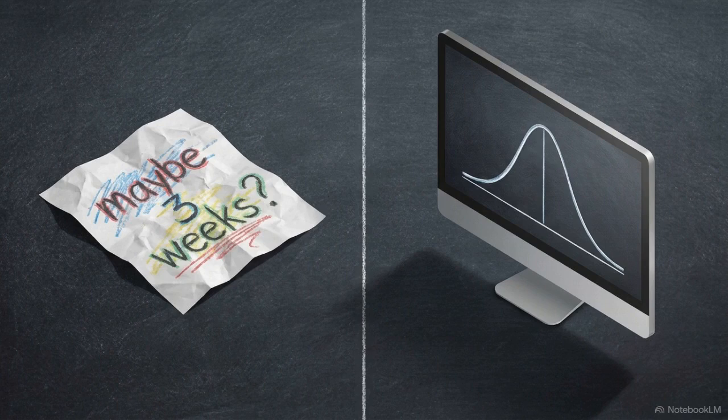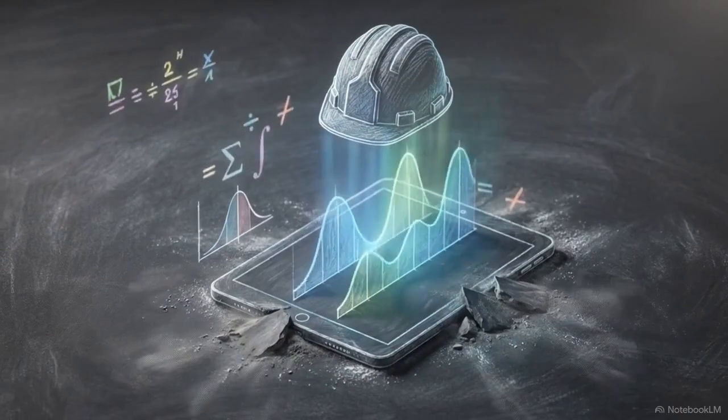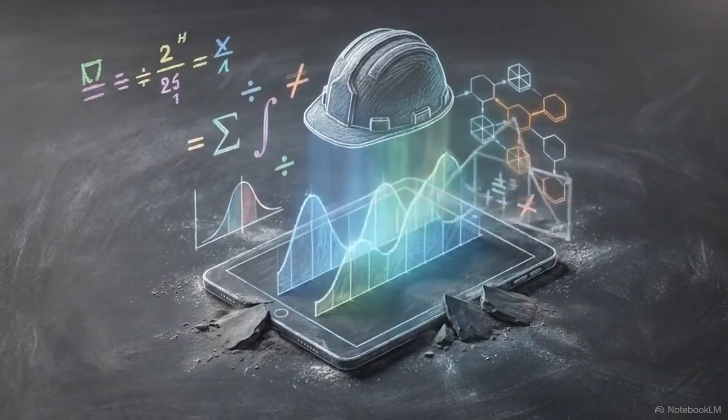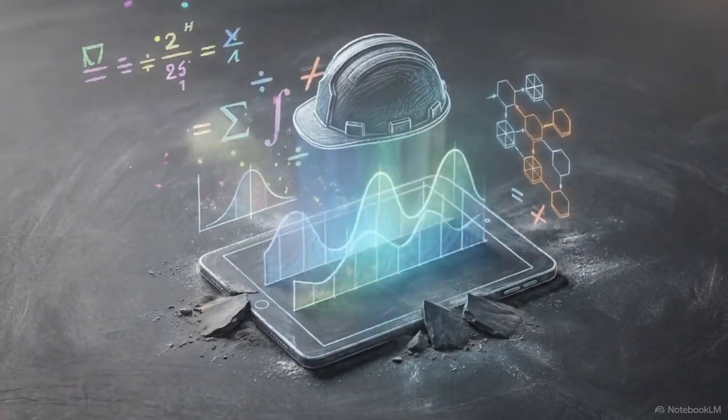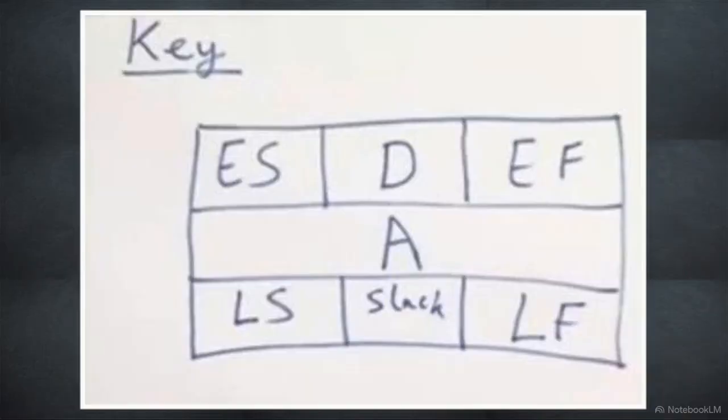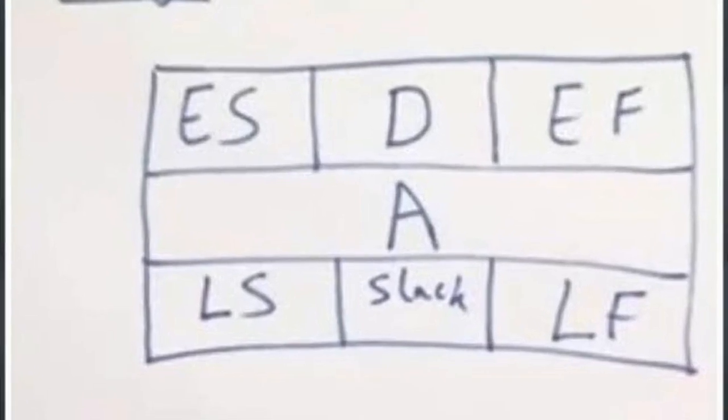Over the next few minutes, we will track exactly how subjective time estimates are translated into objective, statistical probabilities of project completion. To truly control a complex project, an engineer must stop guessing at deadlines and start mathematically modeling risk. To understand the system, we first look at the architecture of a single, isolated task.